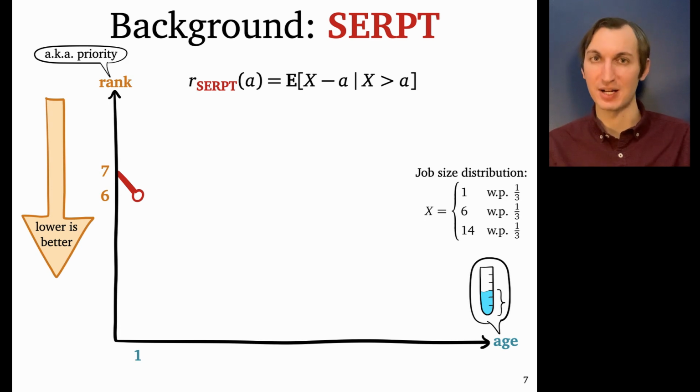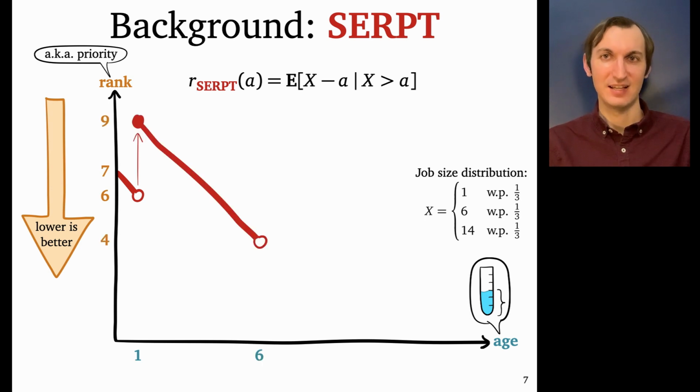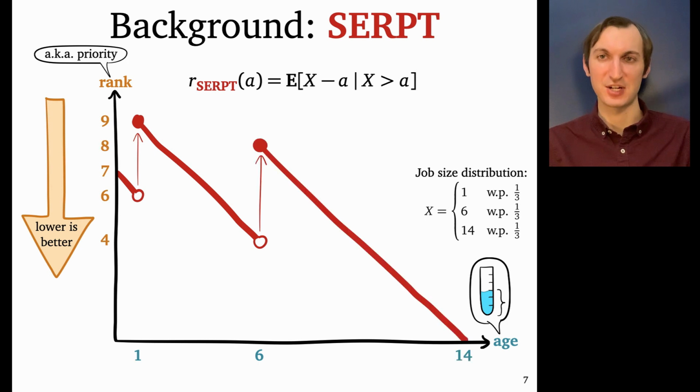What happens at age 1? Well, if the job is size 1, then it's done, and exits the system. So if it hasn't exited yet, that means the job isn't size 1, so it must be 6 or 14. So the conditional expected remaining size is now 9. And then something similar happens at age 6. We've got these rank jumps at ages 1 and 6. And so this is the rank function of SERPT for this example.